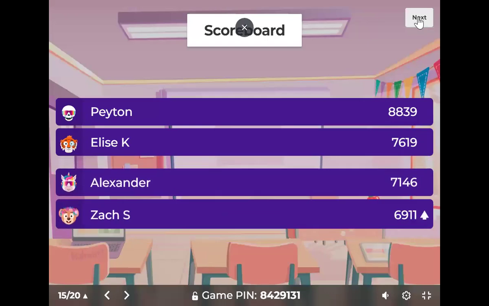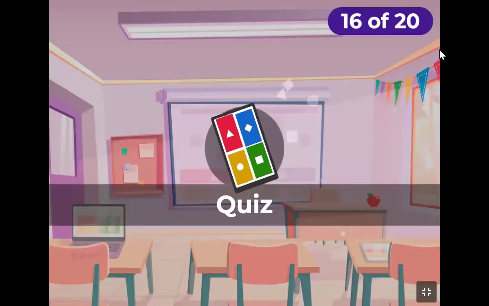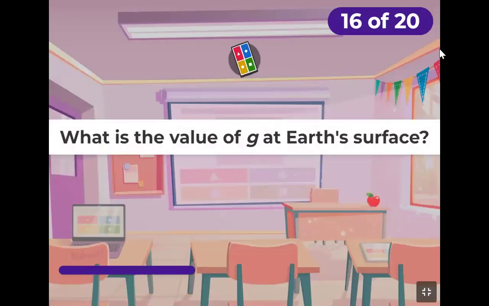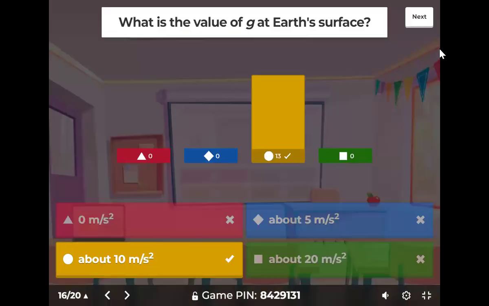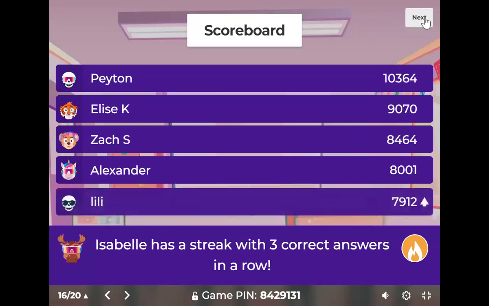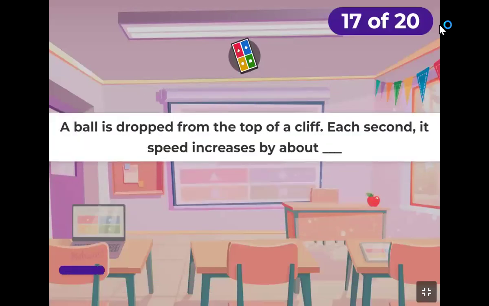There you go. I got John, Alexander, Zach, Elise, Peyton. What is the value of g at Earth's surface? At 10 meters per second squared. There you go. All right. Everybody winning. Oh, yeah. And Lily in the top 5. Peyton still in the lead.